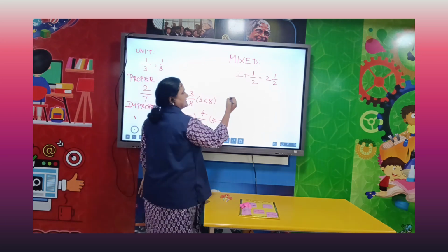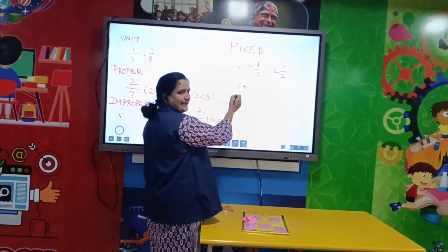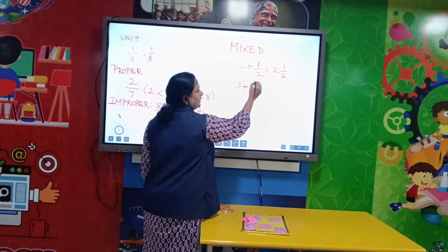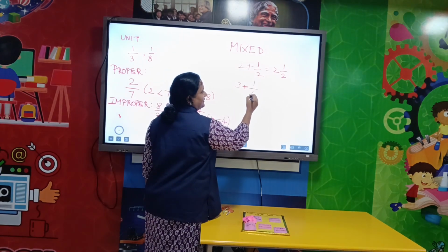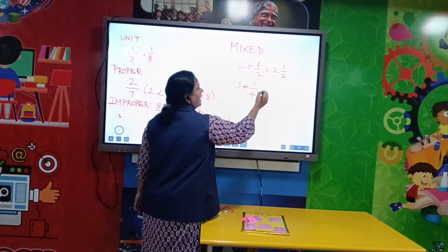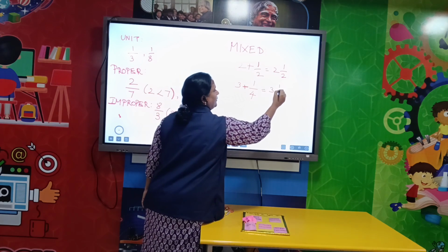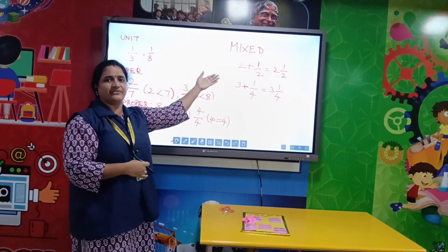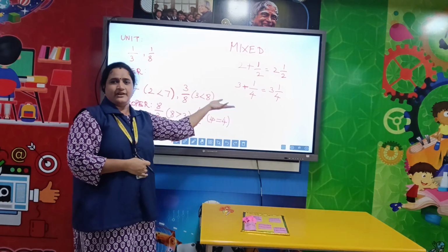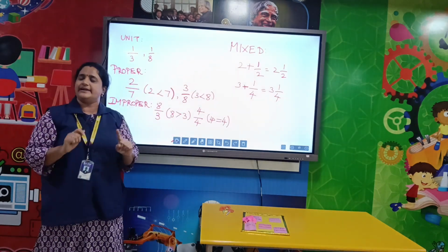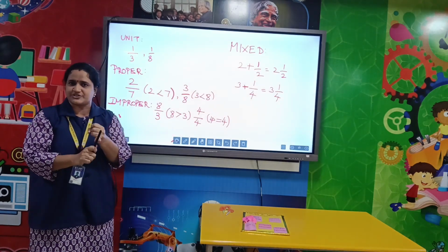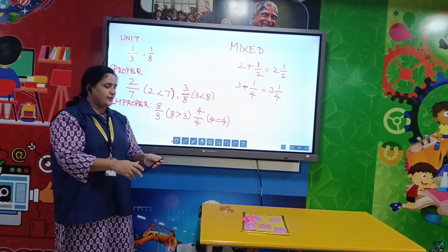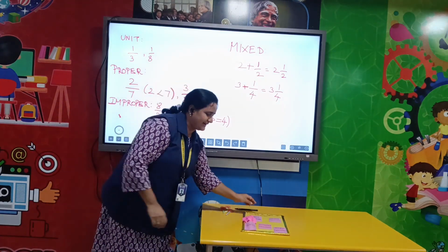We see one more example, that is 3 is the natural number and you have to add the proper fraction. What is the proper fraction? 1 by, let me consider 1 by 4. Now, how will you write this? 3, 1 by 4. Yes, so these two examples denote the mixed fraction. Now you all have a clear idea about the unit fraction, proper fraction, improper fraction and then mixed fraction. Now we are going to do one activity regarding this.